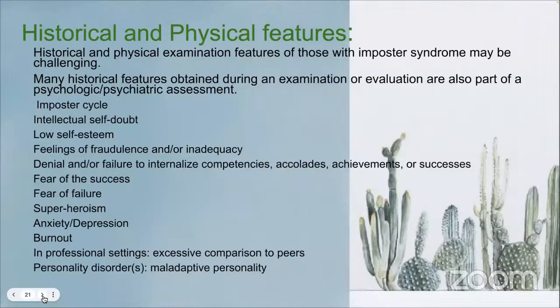Now we will speak about the history findings and physical features, physical examination, I mean, of imposter syndrome. Historical and physical examination features of those with imposter syndrome may be challenging. Many history findings are obtained during the exam or evaluation. Also, it's a part of the psychiatric assessment. The findings which we might find in the patient with imposter syndrome are, as we said, the imposter cycle.